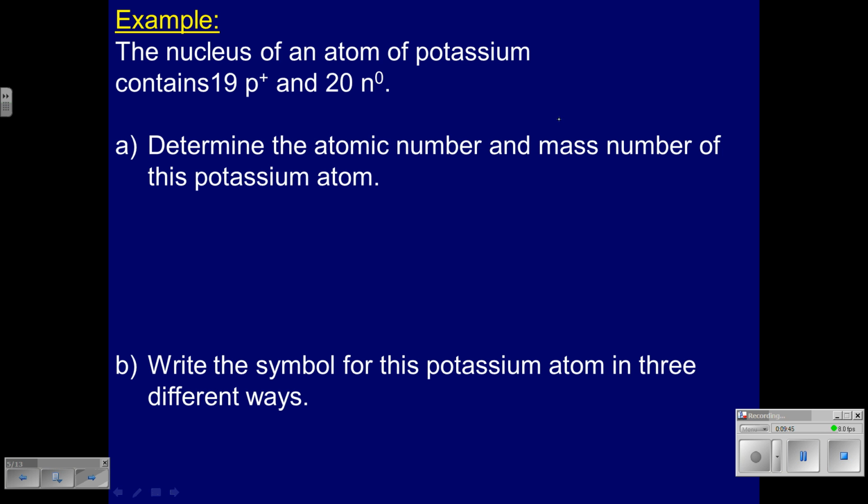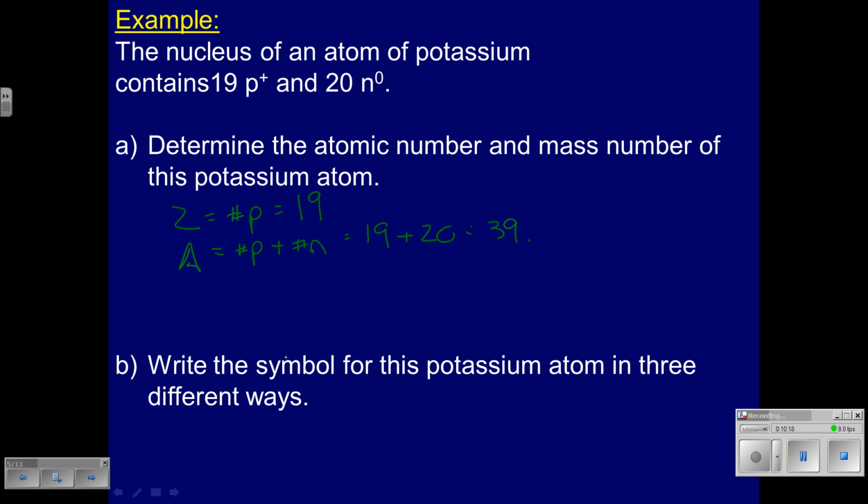So let's say we have a potassium atom, and it contains 19 protons and 20 neutrons. Determine the atomic number. Z, the atomic number, is equal to the number of protons. The atomic number is 19. And the mass number, A, remember, is the number of protons plus the number of neutrons. In this case, it's 19 plus 20, which is 39.